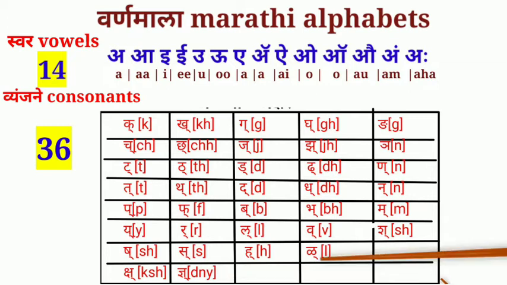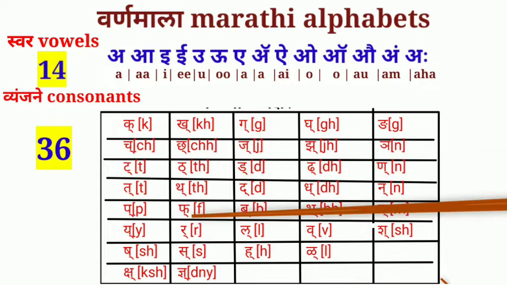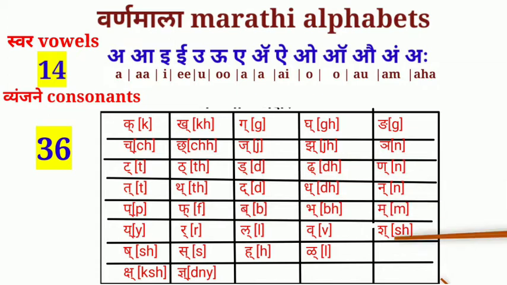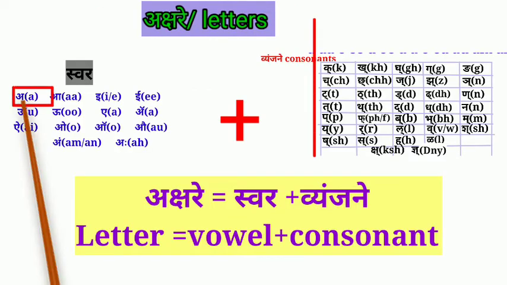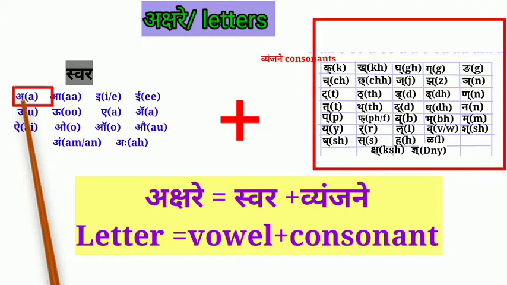Here you can see at the bottom of the alphabet there is one slanting line. Just because of that it is incomplete. There is not any swar or vowel. When we add a swar or vowel there, then we get actual Marathi letters, or in Marathi it's called akshare. Let's see what that akshare is.